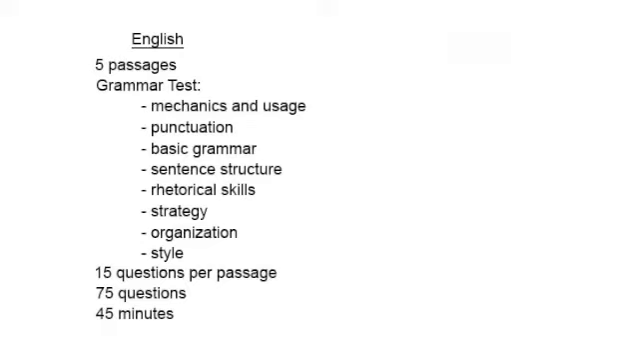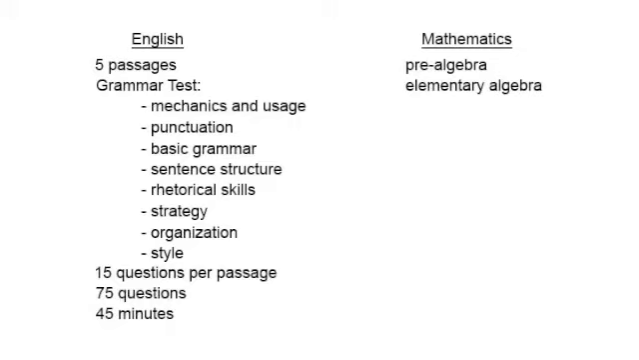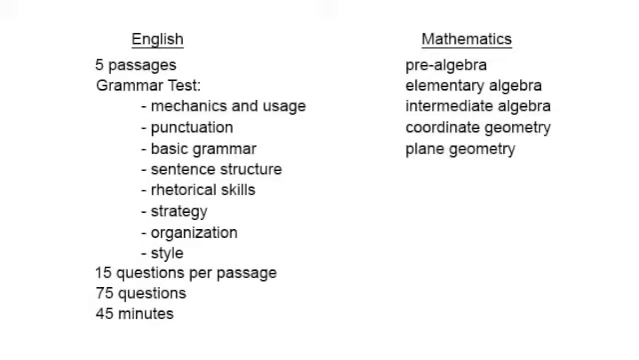Next is mathematics. Mathematics will test pre-algebra, elementary algebra, and intermediate algebra, so it's going to test all areas of algebra. They'll also test coordinate geometry, plane geometry, and also some trigonometry. So those are the areas of math that they'll test. Math is 60 questions, 60 minutes. You have on average 1 minute per question, and the questions are all multiple choice. Everything on the ACT is multiple choice.